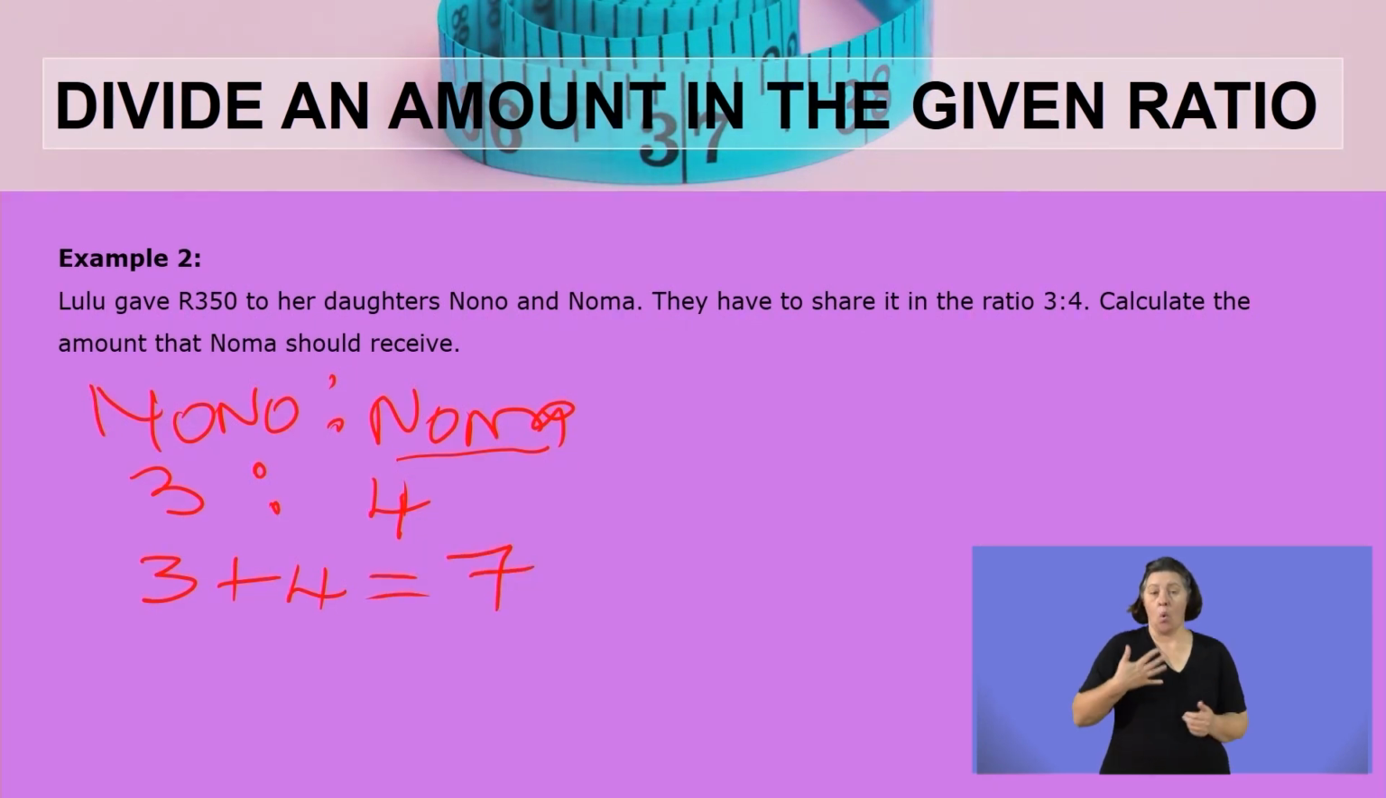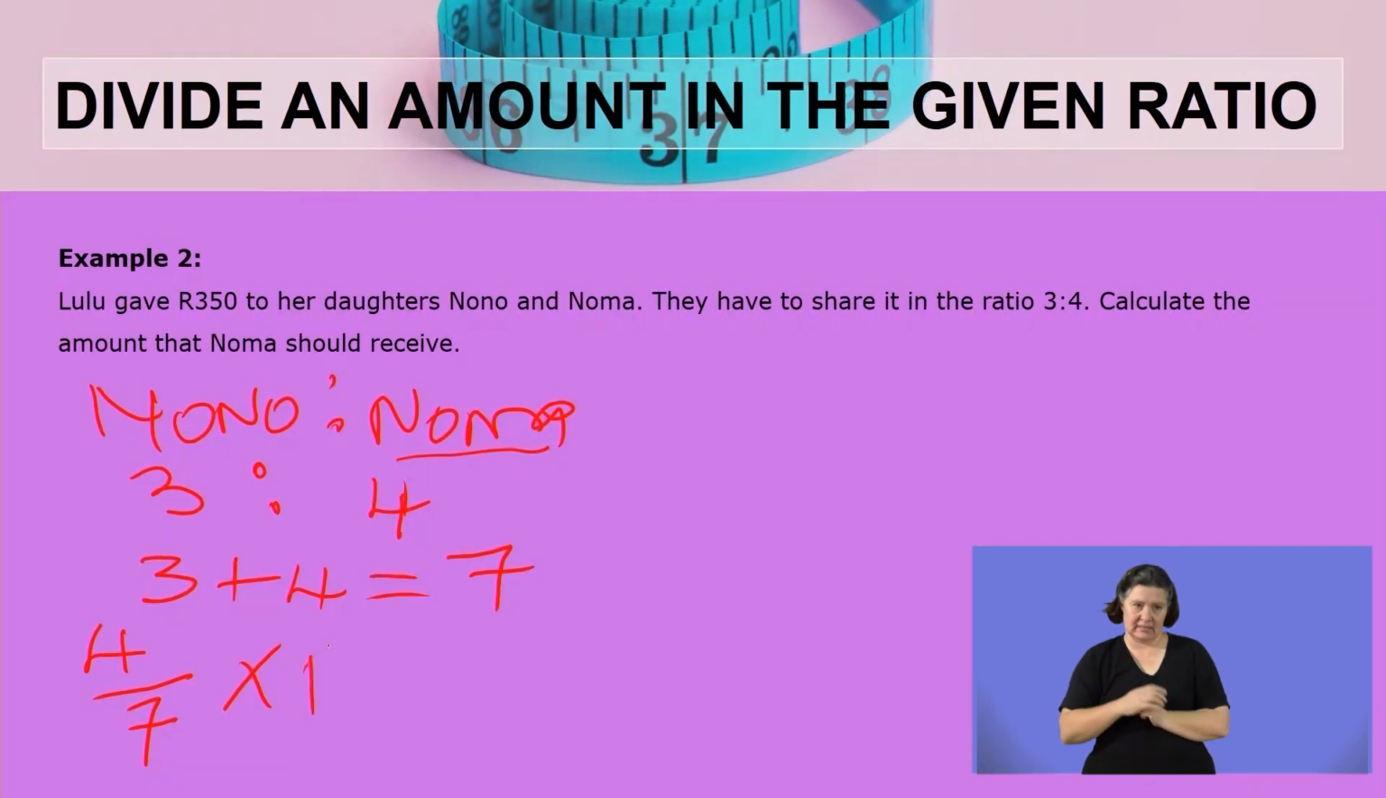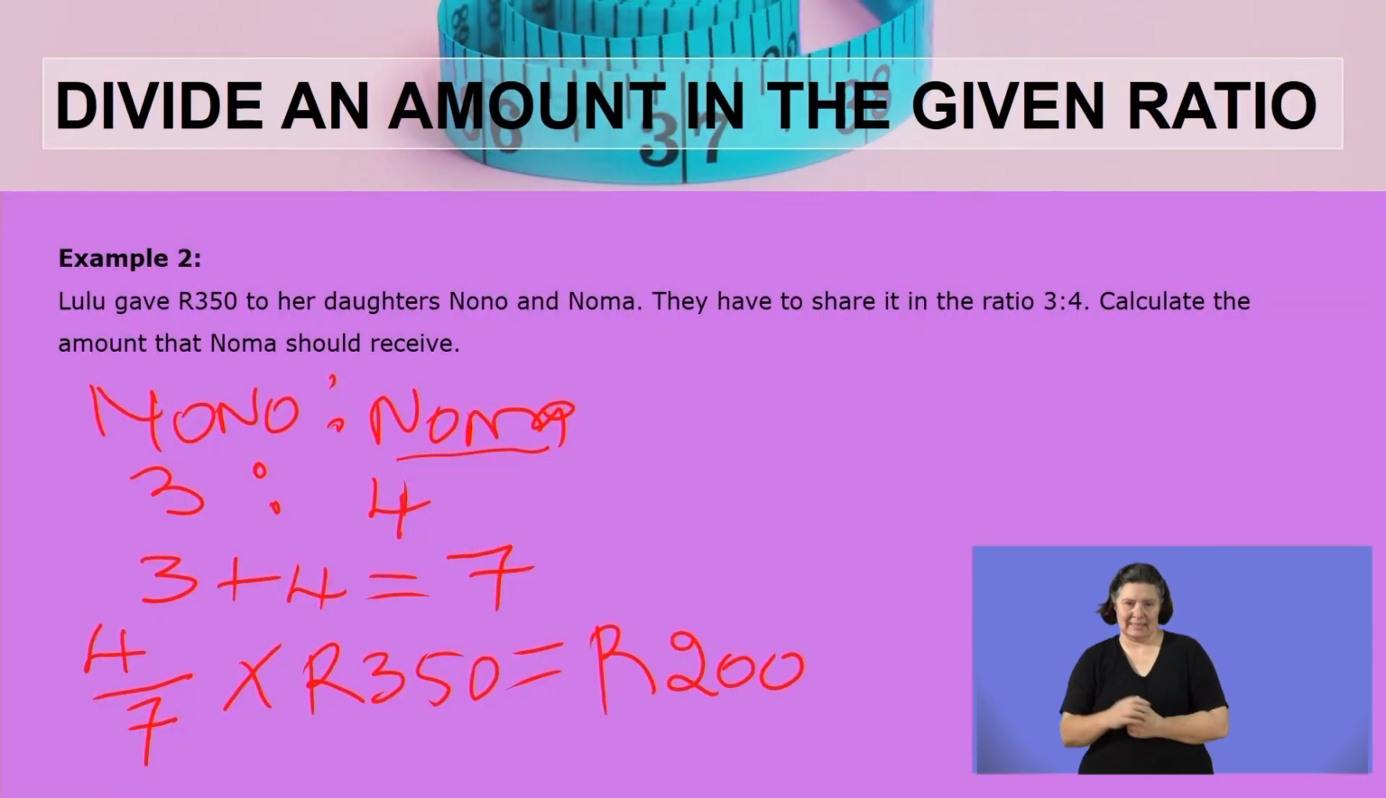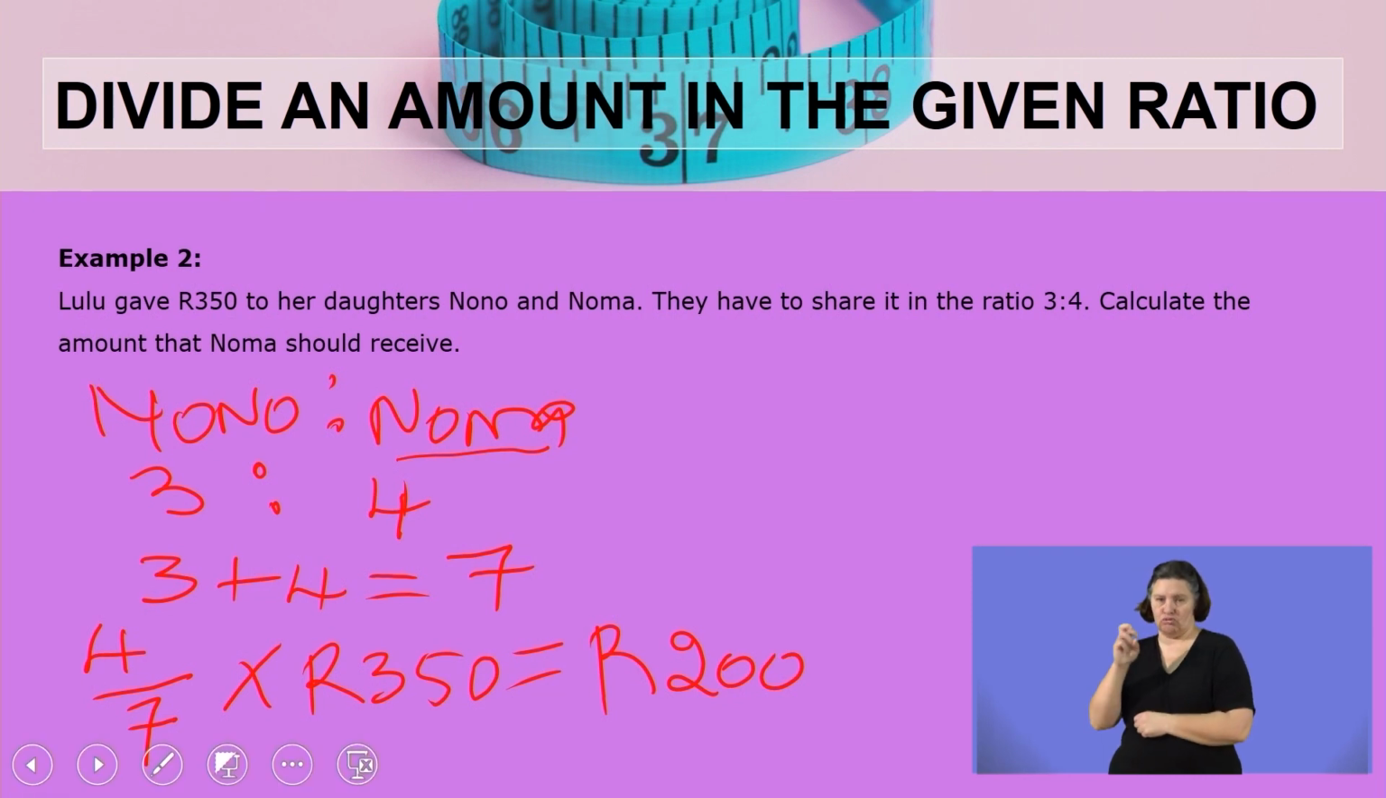So now to determine how much Noma will get, we will say 4 divided by 7. We multiply by the amount given, which is 350. Let us press the calculator together to get our answer. We say 4 divided by 7, and then this is multiplied by 350. And the answer we get is 200 rand. So Noma will then get 200 rand. So now that you understood, we can move to the practice.